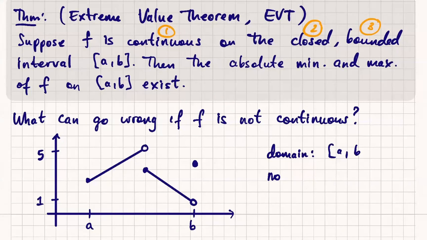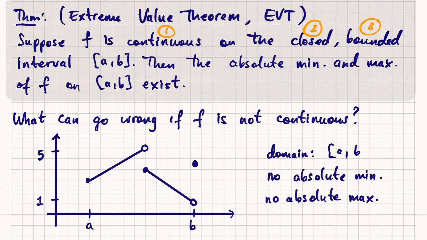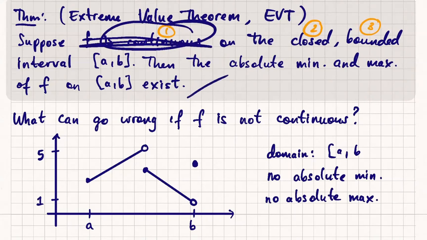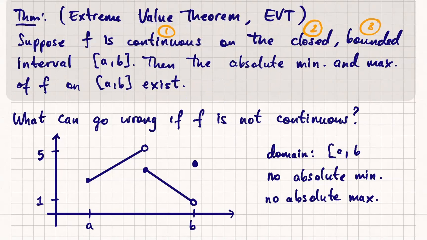I should say, if we don't have a qualifier on max or min, we always mean absolute, but let me actually write it there. So no absolute min, no absolute max. So that's an example of a function that has no min and no max. And what's the problem? Why does this not contradict the extreme value theorem? Well, this function is not continuous. So this theorem did not guarantee you that the absolute min and max existed. So once you drop one assumption, the conclusion no longer necessarily is true.